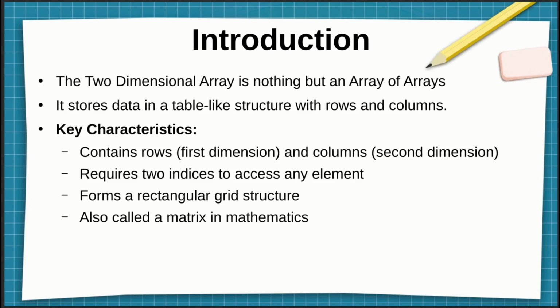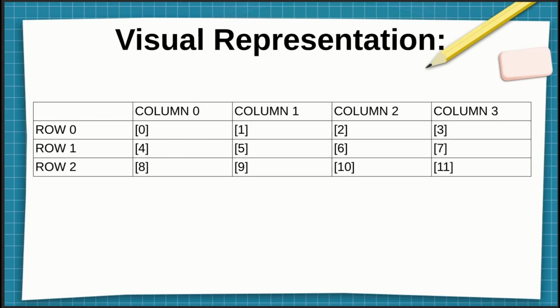The other thing about the two-dimensional array is that it forms a rectangular grid structure, exactly like a table. Also we can call it a matrix in the mathematical sense. This is how we would expect the two-dimensional array to look.